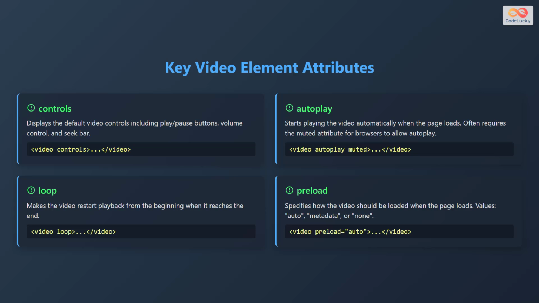The loop attribute makes the video restart playback from the beginning when it reaches the end. And finally, the preload attribute specifies how the video should be loaded when the page loads. The values can be auto, metadata, or none.